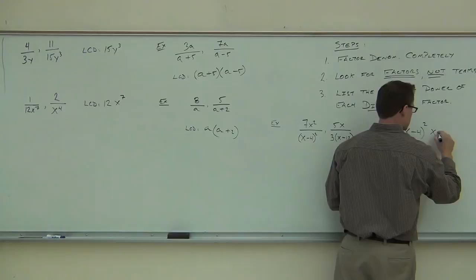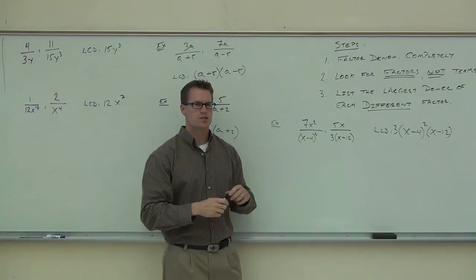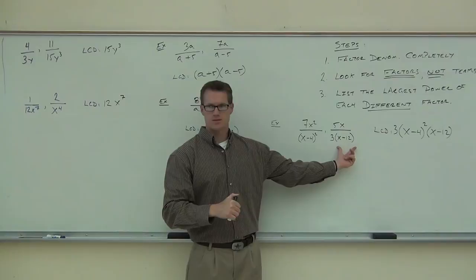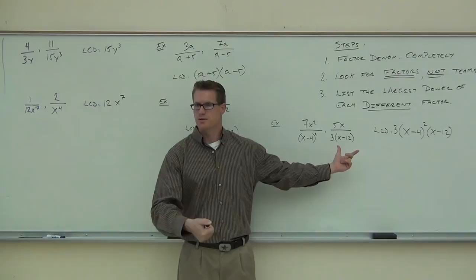Here's how you check. You look at your LCD, you look at your denominators. Does my LCD contain an x minus 4 squared? Does my LCD contain a 3? Yes. Does it contain x minus 12? Yes. Then that's my correct LCD. You go through both denominators, you see if you have all the appropriate factors up there, and that's your LCD. How many people feel okay about this so far?